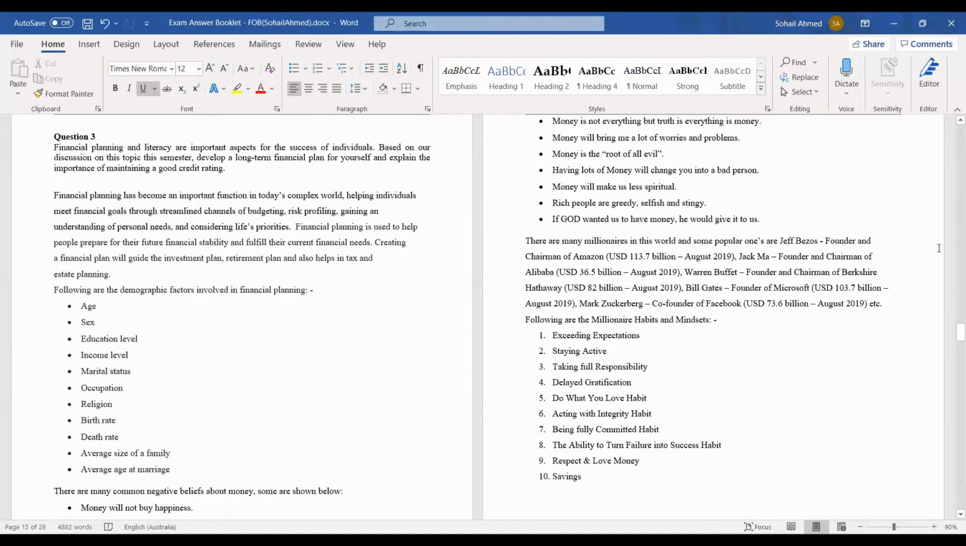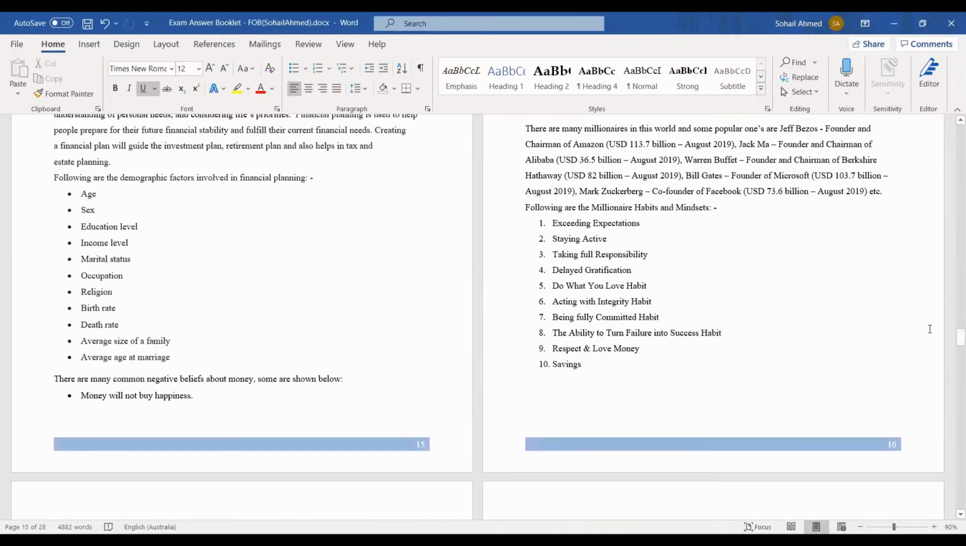Question number three. Financial planning is used to help people prepare for their future financial stability and fulfill their current financial needs. These are the demographic factors involved in financial planning: age, education level, income level, marital status, etc. And down below, these are the negative beliefs about money, which are very common. So there's a list of that, and a list of some of the most popular millionaires in the world, like Jeff Bezos, Bill Gates, Mark Zuckerberg, etc. And this is a list of millionaire habits and mindsets.